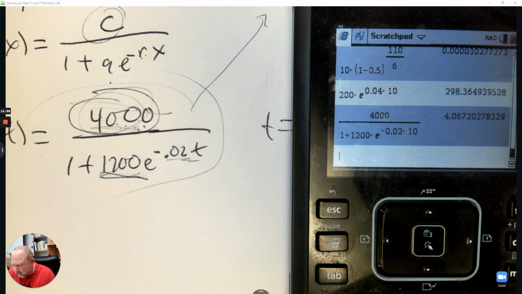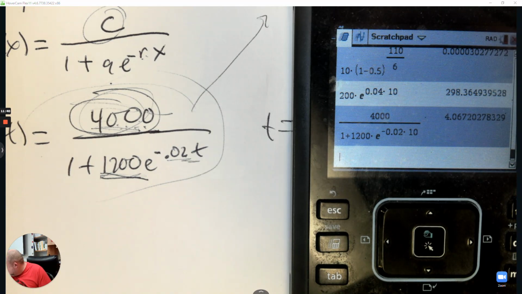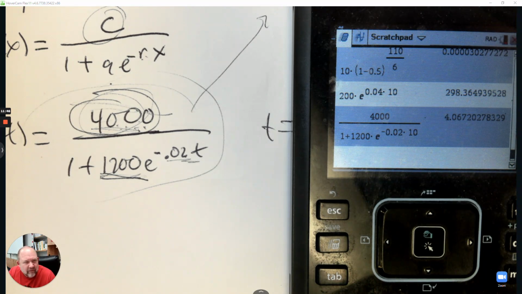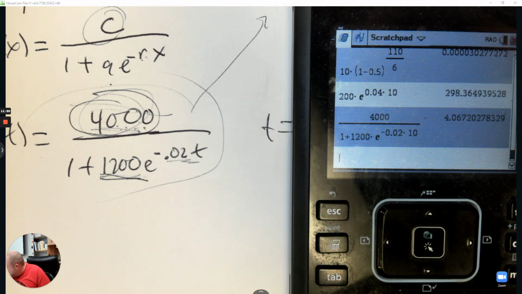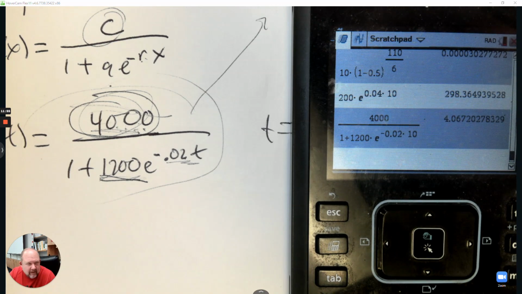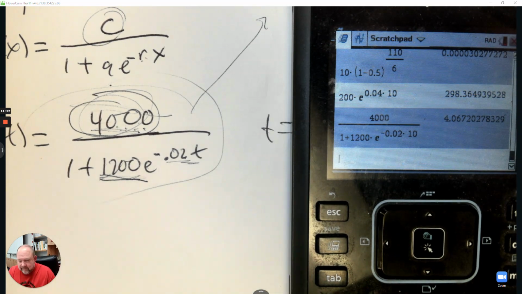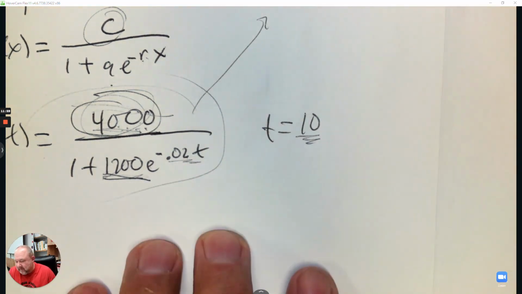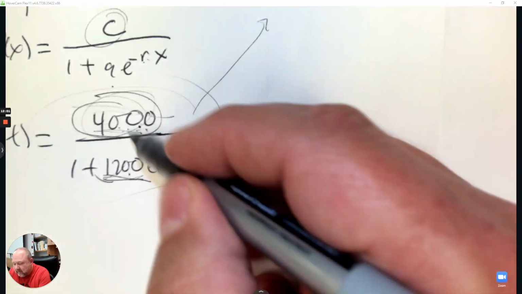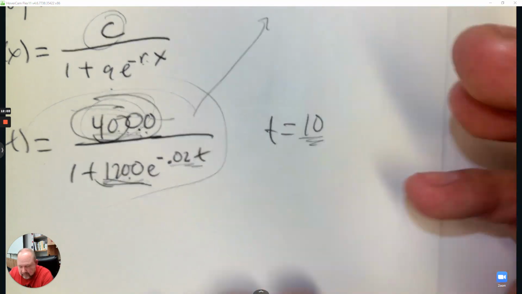So, what did I do wrong? 1 plus, did I type it in wrong? 1 plus, because it's going down, 1,200 down, 1 plus E to the, did I put the wrong negative? Anyway, that's how you would type it in. And if you did it correct, it would tell you how much it is. So in this case, the growth would be like 4 cats.